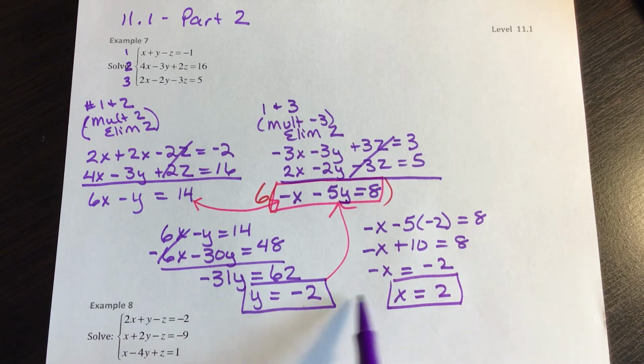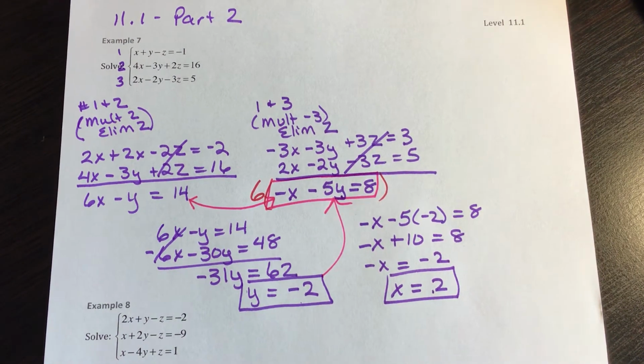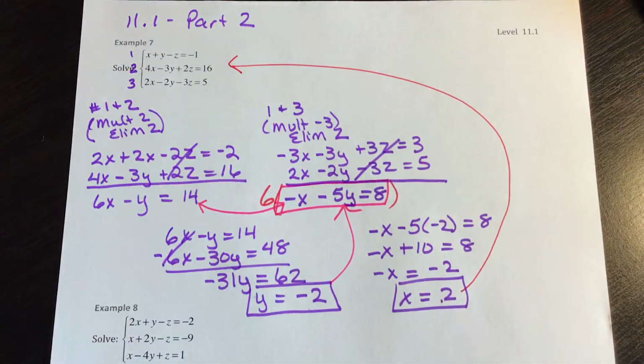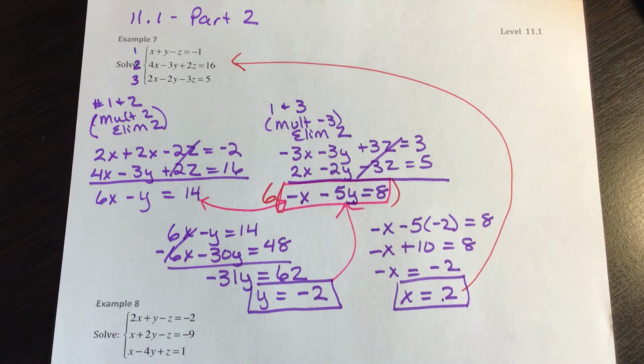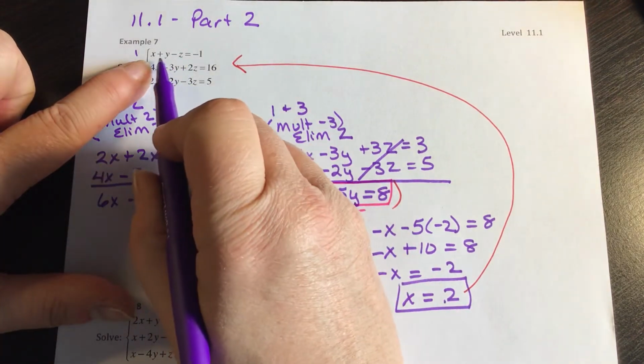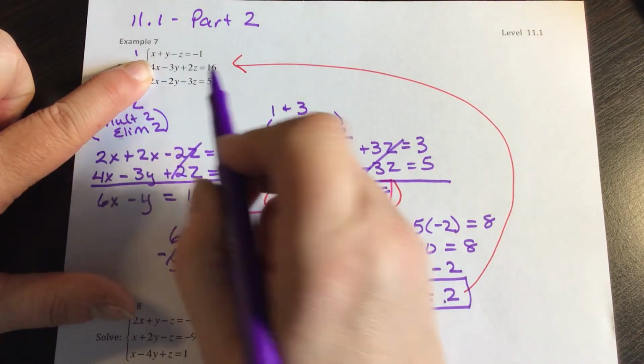So now I have an x and a y, and I need to find z. So I'm going to go back to one of the original sentences, way up at the top, and it doesn't matter which one I choose. Let's try the first one. So x plus y minus z is negative 1.